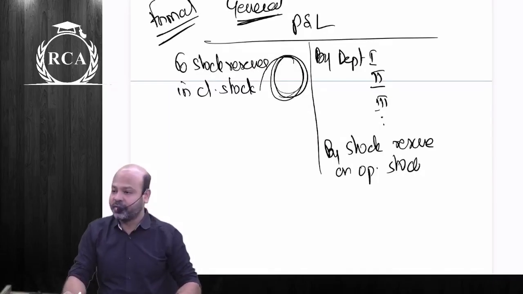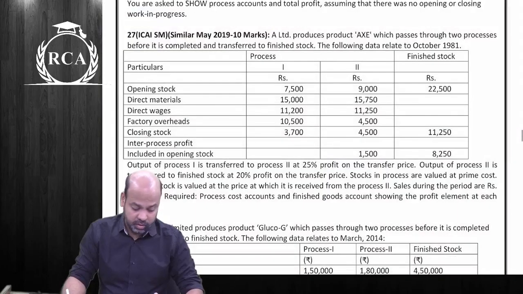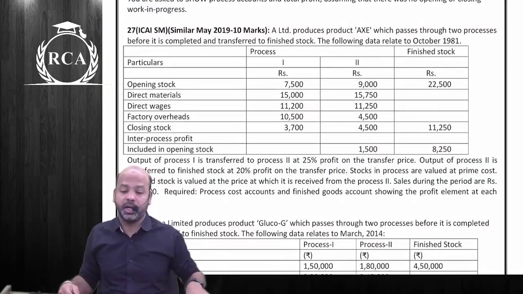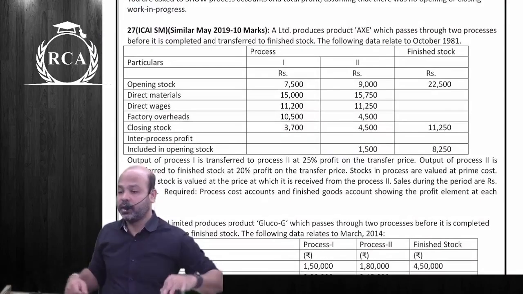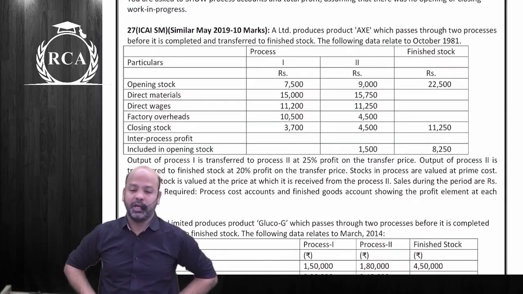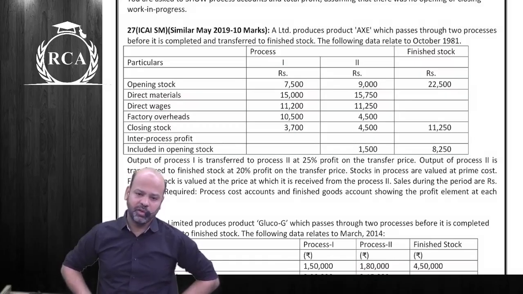Now let us look at this question, beta. Question number 27. I've already read the question, guys. You know that the inventories are being transferred from one department to another at cost plus markup. There is one problem in the question: it says that closing stock is valued at prime cost, but we are not supposed to question the question, guys. Are we clear? If they say it is valued at prime cost, we'll value it at prime cost.